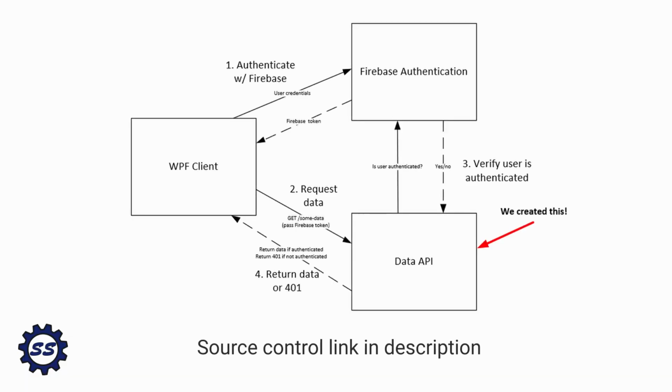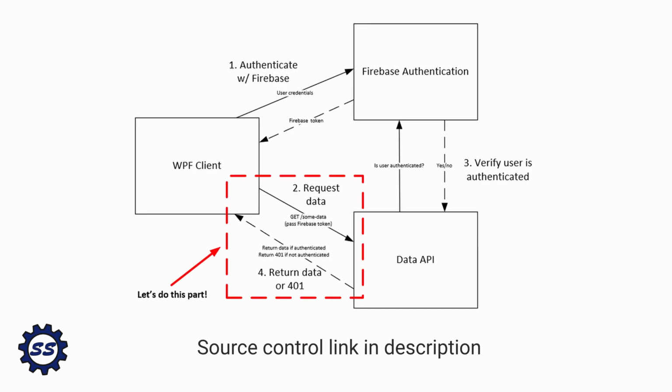Last time we created an ASP.NET REST API that authenticates Firebase users and returns data for the authenticated Firebase user. So this time, I want to hit this API from our WPF application so that we can get data back for the authenticated Firebase user in our app.